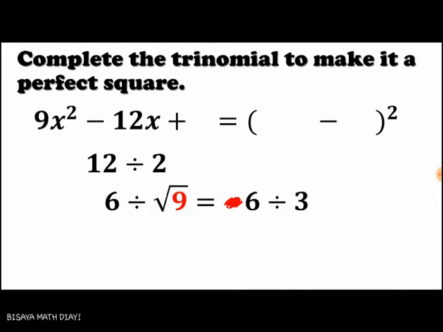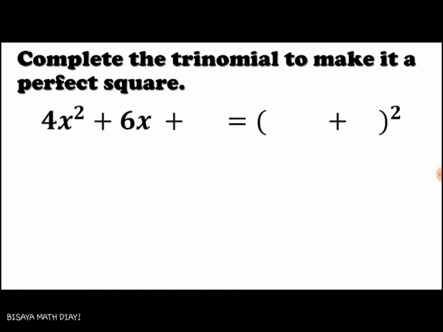So you have 6 divided by the square root of 9, which is 6 divided by 3. And the result is 2. We square 2, and that will give us 4. So the first term of the reduced binomial form is 3x, the square root of 9x squared. And then the second term, the square root of 4, which is 2.